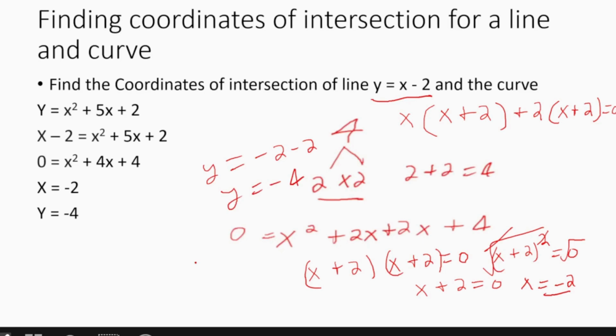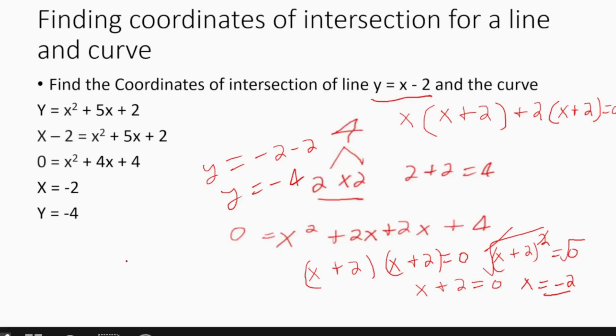You can always confirm the answers by putting them into both equations and checking whether they have the same coordinates at that point or not. For example, as you saw here, I put the coordinate x is equal to minus 2 into the line y is equal to x minus 2. Now you can also put this into the curve and make sure they have the same coordinates.